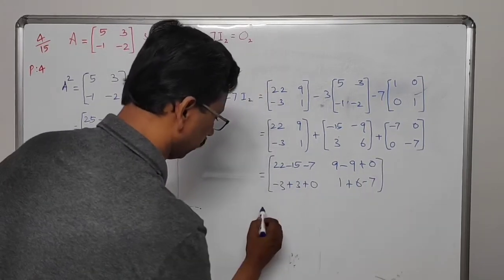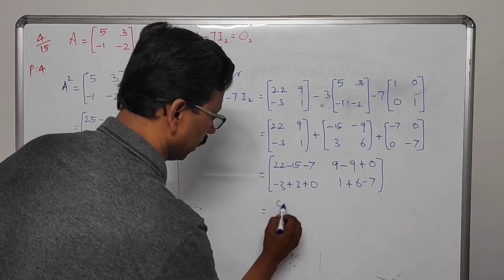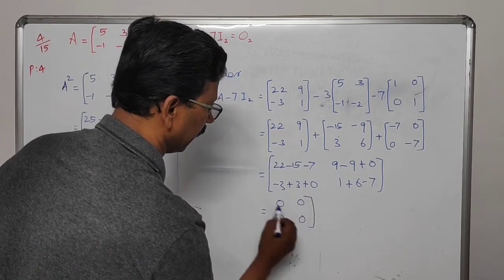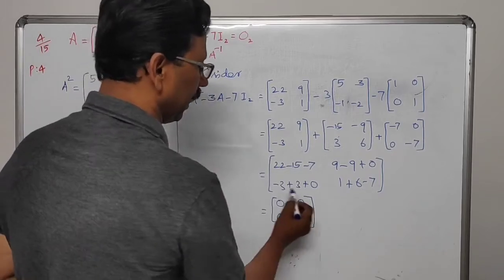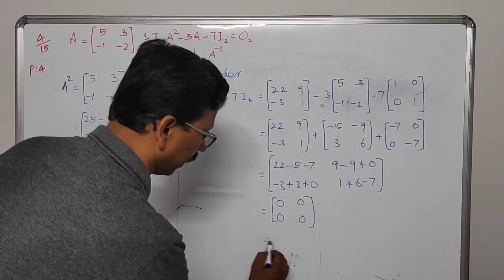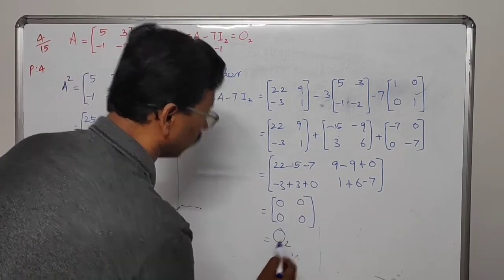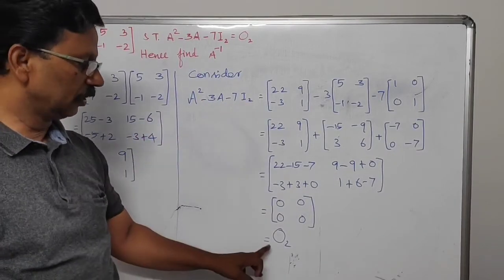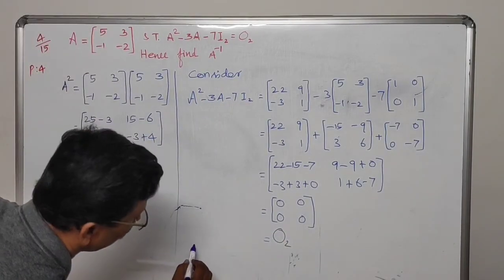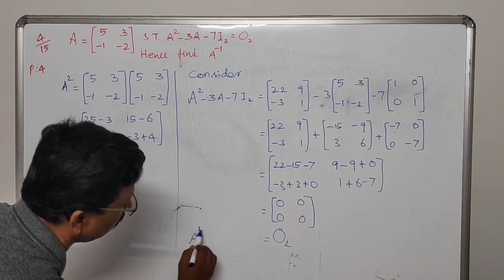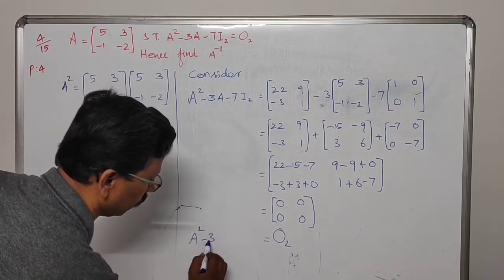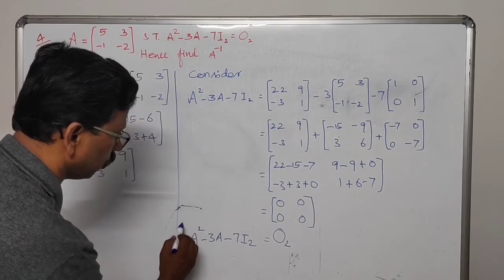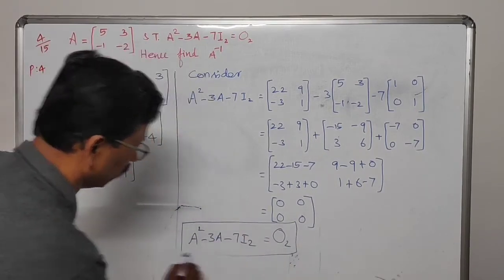Now after that, this is 0, 0, 0, 0. Everything getting cancelled, getting 0. It is a 0 matrix of order 2. Hence we can write O2. Now in the left hand side, A square minus 3A minus 7I2 is equal to O2. That is, we have proved this one. A square minus 3A minus 7I2 is equal to O2. Now we have proved this result.